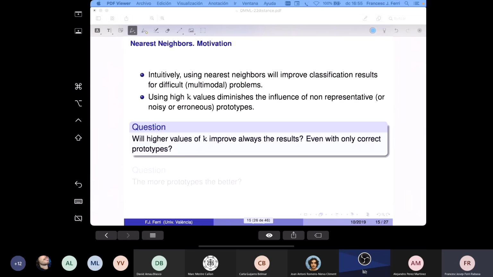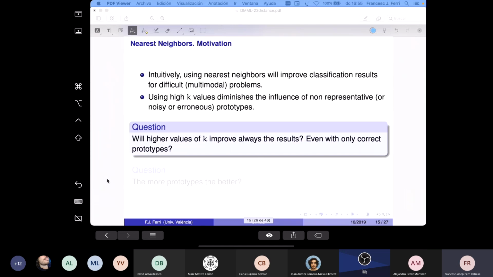Okay, let me just say something. Intuitively, if we take more and more neighbors, then the voting may become more accurate. But why are you voting about the classification of a point X? Well, it's because you are close enough to this point. The closer to this point you are, the fairer your vote is. You know what I mean?